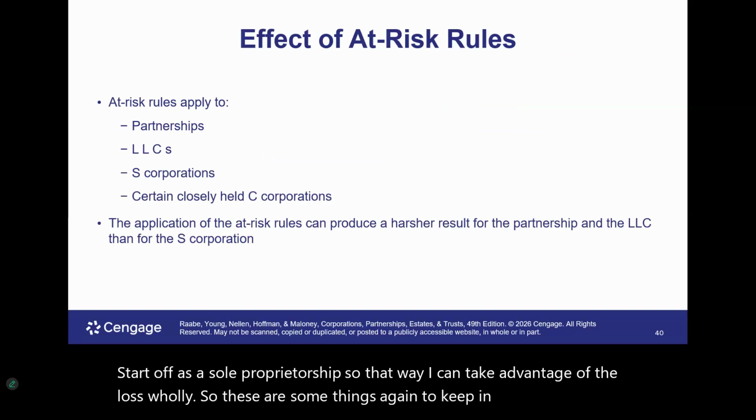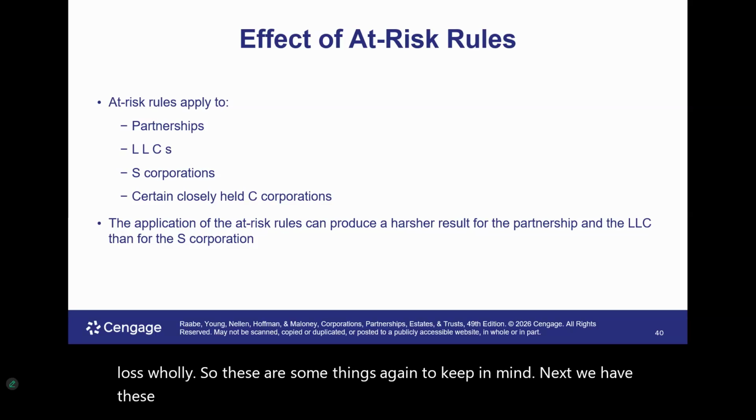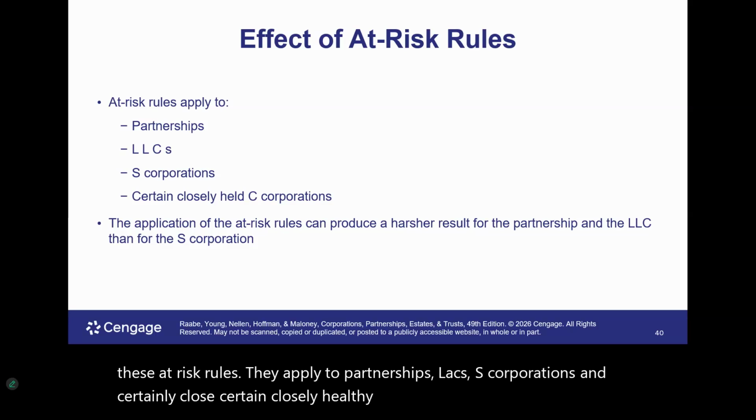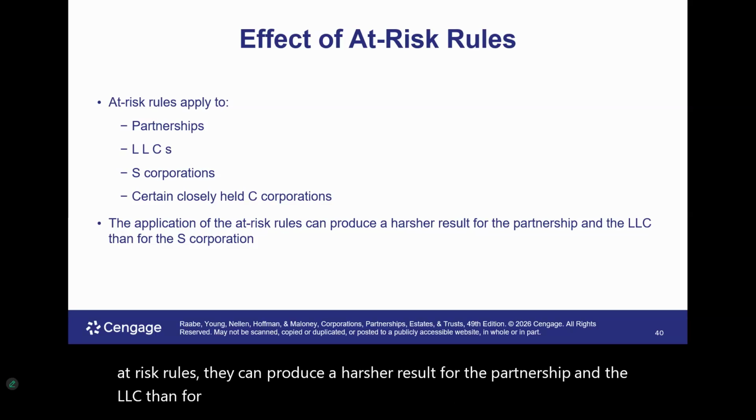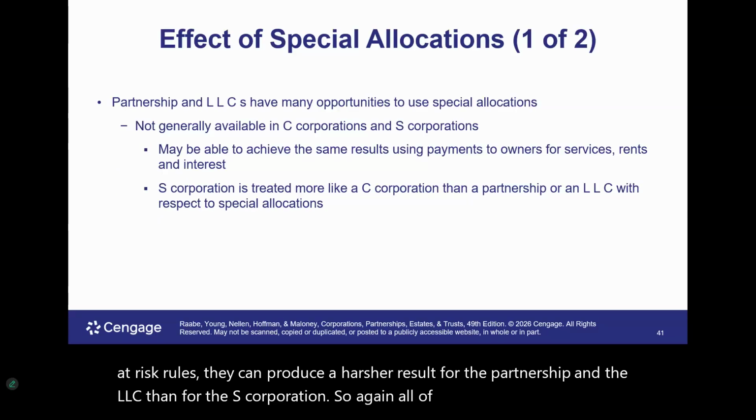Next, we have these at-risk rules. They apply to partnerships, LLCs, S corporations, and certain closely held C corporations. The application of the at-risk rules can produce a harsher result for the partnership and the LLC than for the S corporation. So again, all of these things need to be considered.